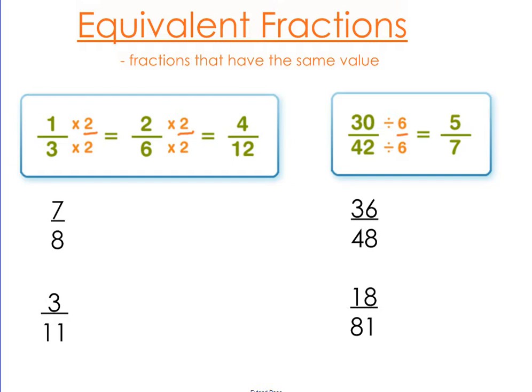Now, equivalent fractions. We talked real quick when we were doing the vocabulary that these are fractions that have the same value. So basically we can either multiply by a one fraction to get its equivalent fraction, or we can divide by a one fraction to get its equivalent fraction. For instance, 1/3 times the one fraction 2/2 is 2/6. 1 times 2 is 2, 3 times 2 is 6. So 1/3 is equivalent to 2/6.